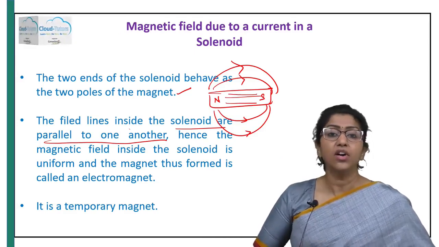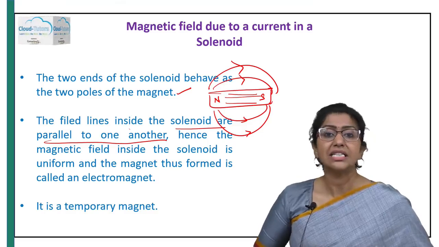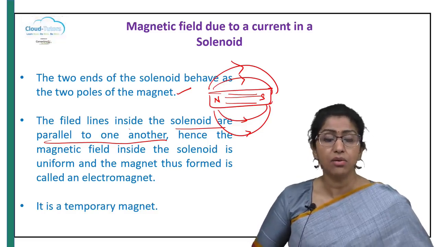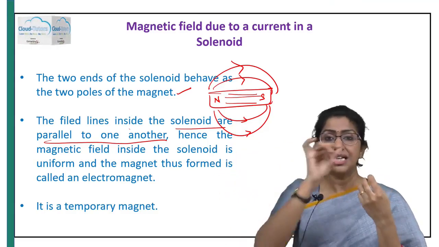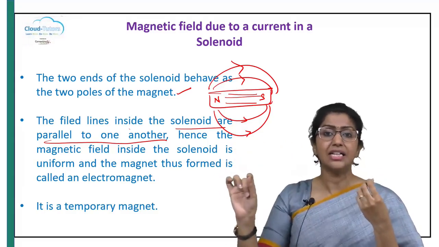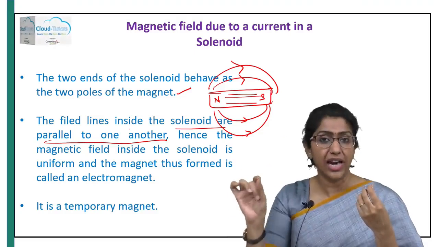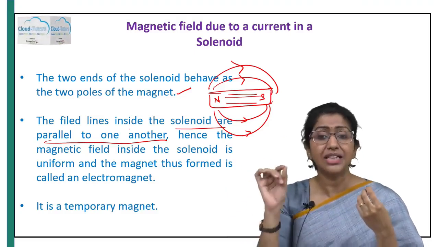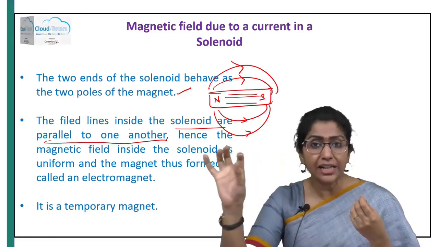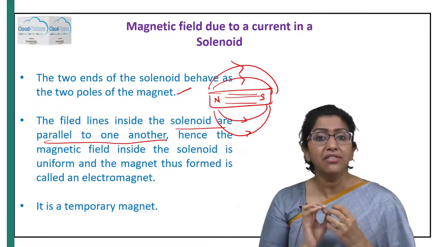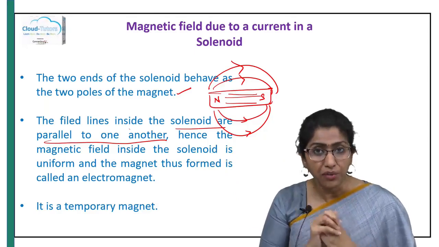So this solenoid basically behaves exactly as a bar magnet, and also through the cylindrical coil, you see that the magnetic field lines are properly straight and parallel to each other. With this, what do we understand? At every given point inside the solenoid, the magnetic field is very uniform.